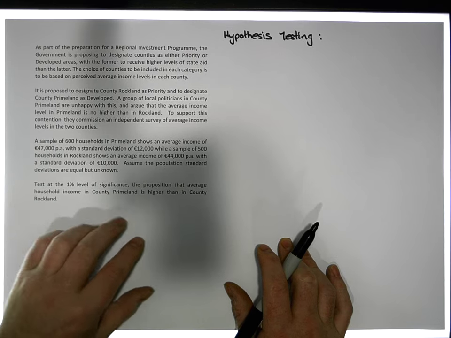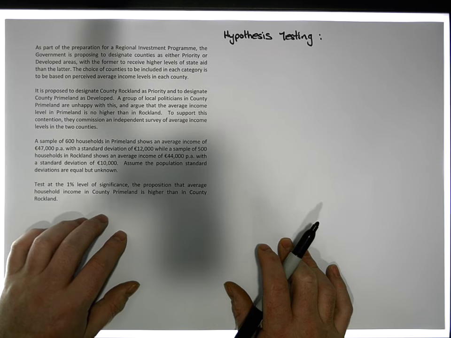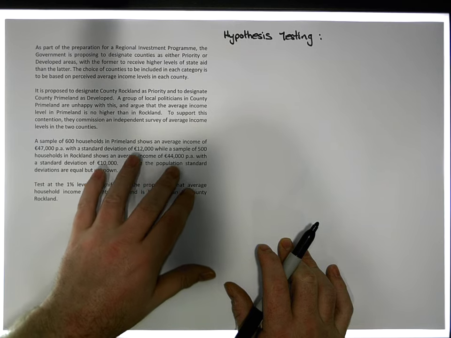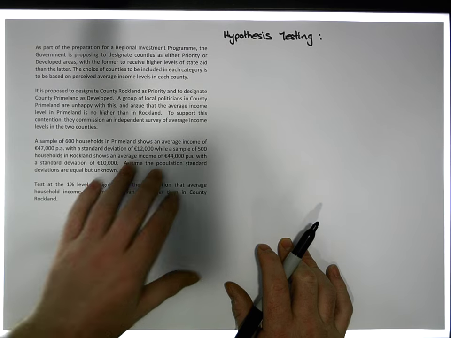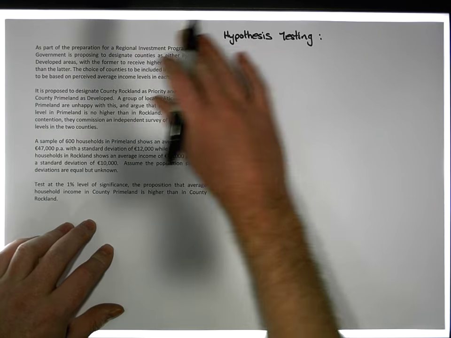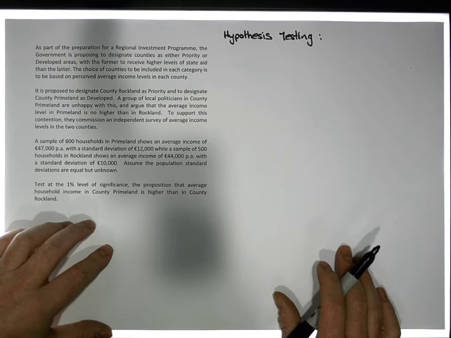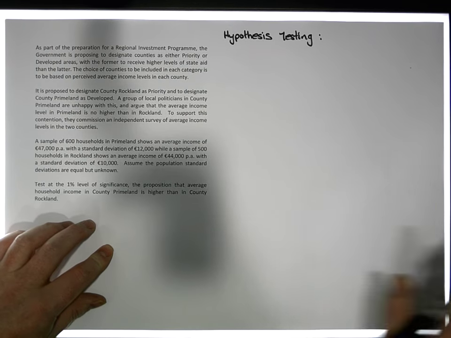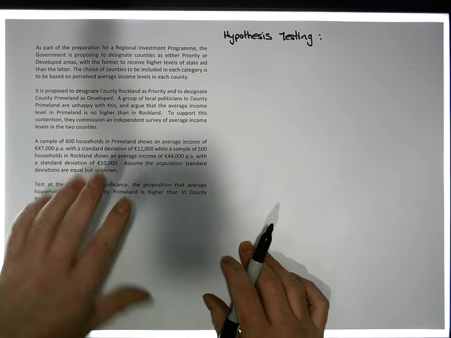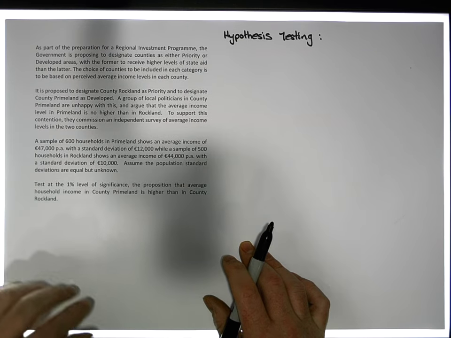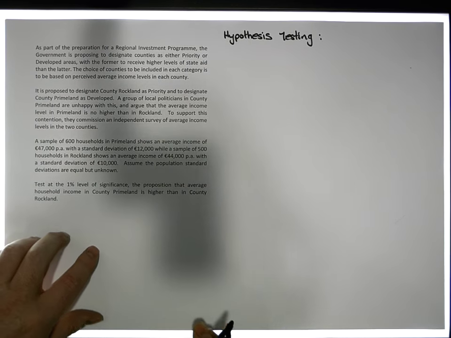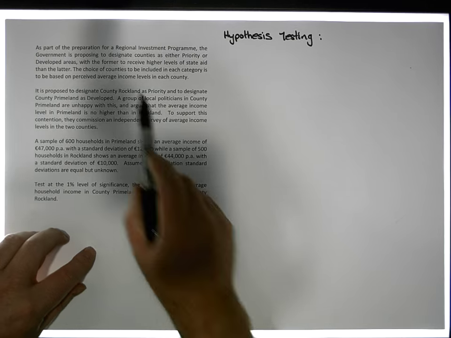Another scenario that we had previous to this, we weren't provided with means and standard deviations, in other words, we weren't provided with those particular statistics associated with samples, we were provided with proportions. So that's another thing to keep an eye on, whether you're given raw frequencies or not. But in this scenario we're given means and we're given standard deviations of the sample. So maybe I'll just walk through the scenario.